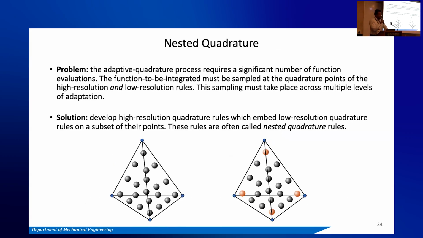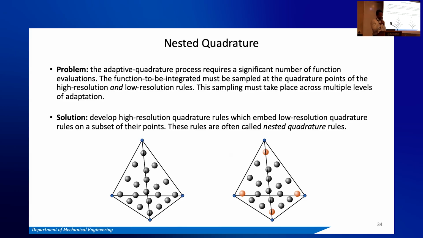Now some of you have immediately noticed the problem with this approach: if you use an adaptive quadrature process, it requires a significant number of function evaluations, because you're going to be evaluating both the weak rule and the strong rule, the low resolution and the high resolution rule, within some sort of recursive process. So that's a lot of function evaluations potentially to get to whatever your threshold is, especially if your threshold is somewhere near machine zero.